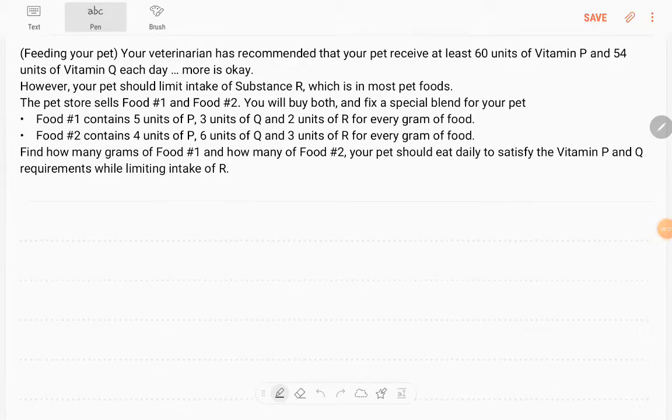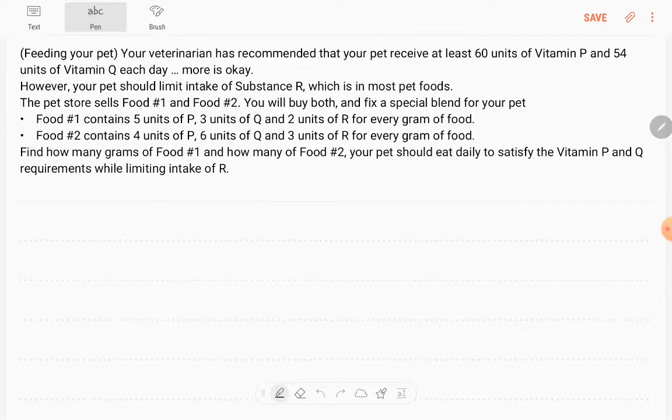This is the linear program example for feeding your pet. The doctor recommends your pet receive at least 60 units of vitamin P and 54 units of vitamin Q each day. More is okay. However, your pet should limit the intake of substance R, which is in most pet food. And the pet store sells food number 1 and food number 2.